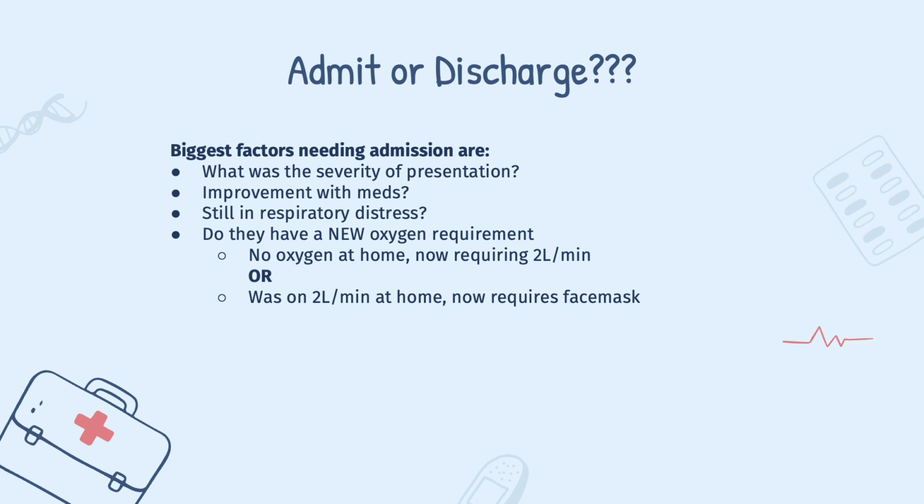So again, the question is to admit or to discharge. So biggest factors here requiring admission, like what was the severity of the patient's presentation? Do we have improvement with the medications? Is the patient still in respiratory distress? Do they have a new oxygen requirement, meaning they weren't requiring oxygen at home and now they're requiring 2 liters per minute? Or was the patient on home oxygen therapy, previously on 2 liters per minute, and now has moved up and is requiring a face mask?